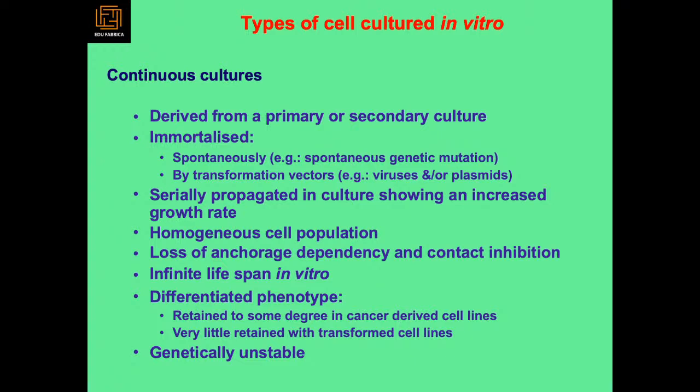Then comes continuous culture. They are derived from primary or secondary culture. And then the immortalized ones are immortalized spontaneously or by transformation vectors. So serially propagated in culture, showing an increased growth rate. And a homogeneous cell population has been taken care of. And the loss of anchorage dependency and contact inhibition. And infinite lifespan in vitro and differentiated phenotypes. And genetically, they are unstable.